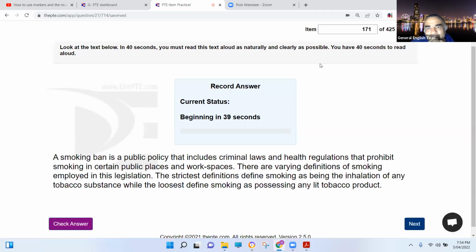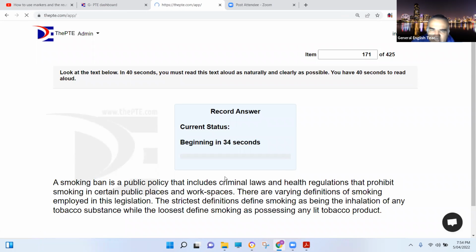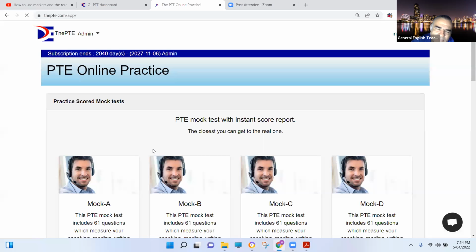Okay. Now we're going to practice retell lecture. Okay. So in retell lecture, as you know, we have a template. You say the topic of the lecture was this, the speaker talked about this, that, and the other. So try to write as many words as you can. Okay.